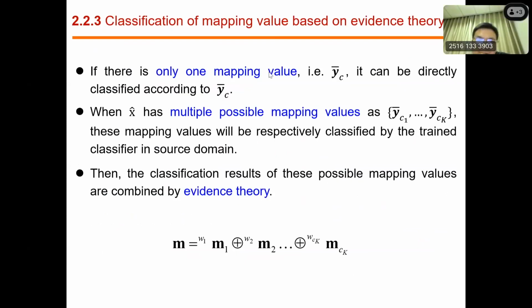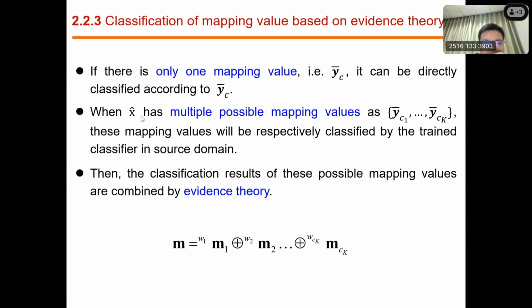Of course, if there is only one mapping value, the object can be directly classified according to the estimated mapping value, because in the common domain, we can use the labeled data in the source domain to classify the object. In this common domain, the distributions of the source domain and the target domain will become close. Of course, this is transfer learning: they transfer the source domain and target domain to the common domain. The common domain can be the target domain or the source domain, depending on the application.